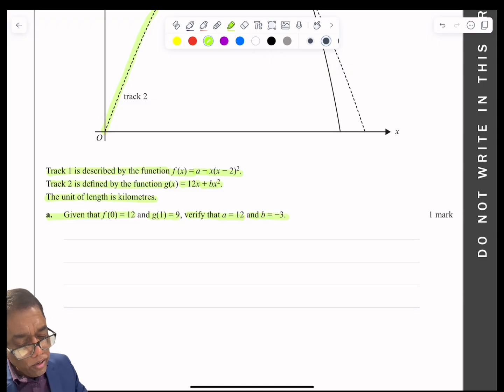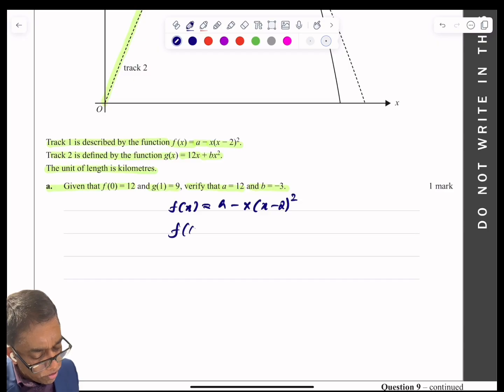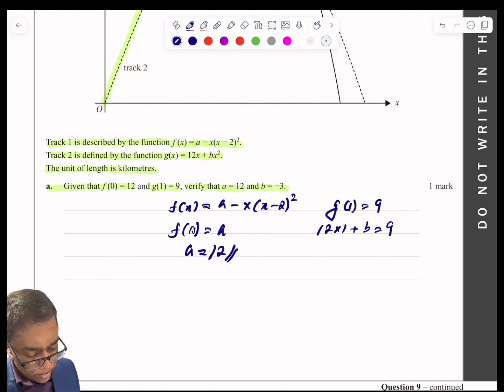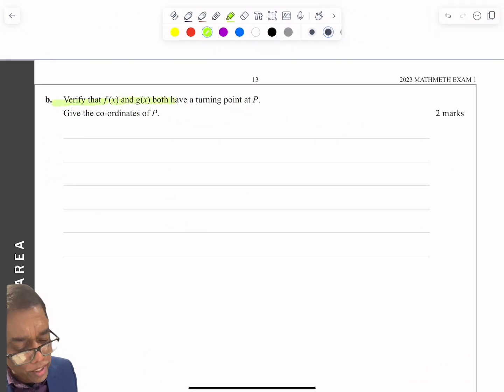We know that f(x) is given by (a minus x)(x minus 2) squared. When x is equal to 0, f(0) is a. What is a? f(0) is given, it is 12, therefore a is 12. Similarly, g(1) is equal to 9. That means 12 times 1 plus b is equal to 9. b is equal to negative 3. Part B of the question: verify that f(x) and g(x) both have a turning point at P. Give the coordinates of the point P.